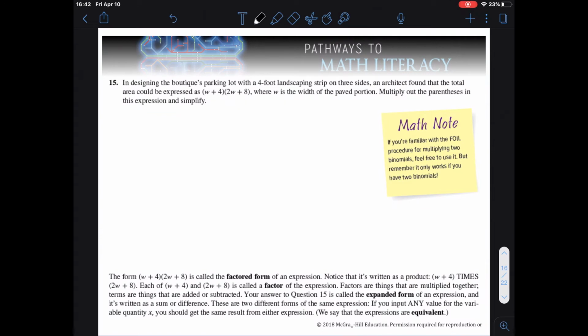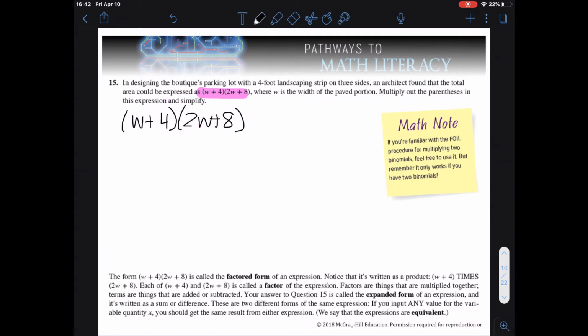So let's go ahead and work with a particular example again. In designing the boutique's parking lot with a 4-foot landscaping strip on 3 sides, an architect found that the total area could be expressed by this, where W is the width of the paved portion. We want to multiply out the parentheses and simplify the expression. Another method you can use, because each one of these is going to come in contact: the W is going to come in contact with both of these, and the 4 is going to come in contact with both of these.